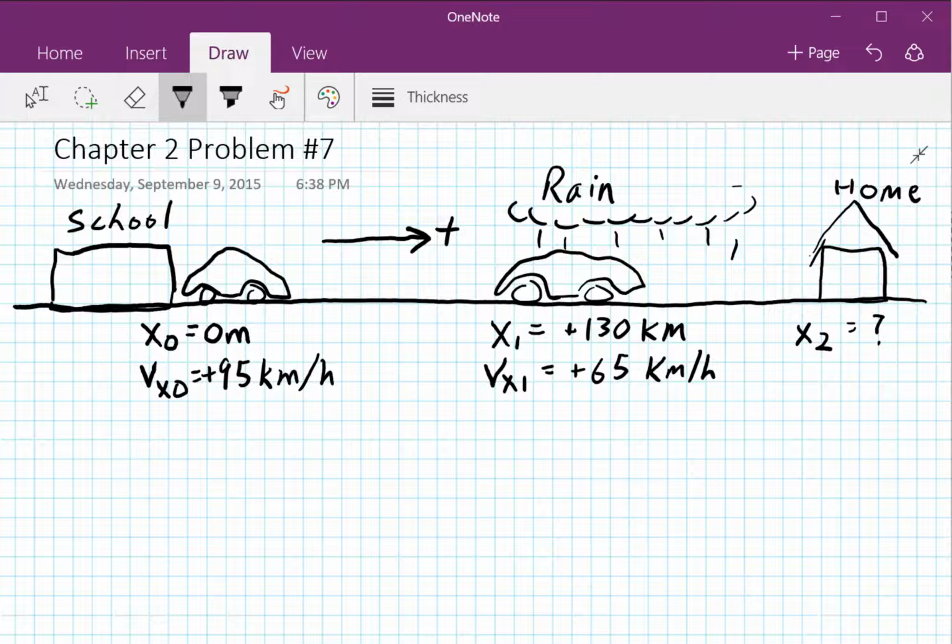Now we have the position of velocities listed. We don't have a velocity for when you get home. It's not needed because when you're home, you've arrived, it's going to be zero. You're going to stop. Okay? Hopefully you don't drive into your house.